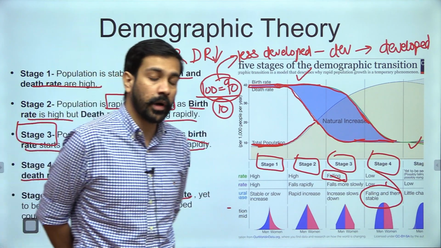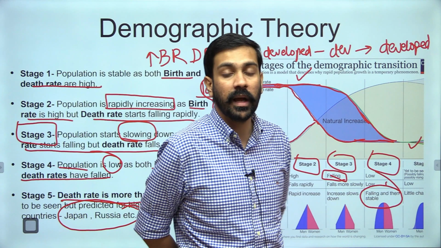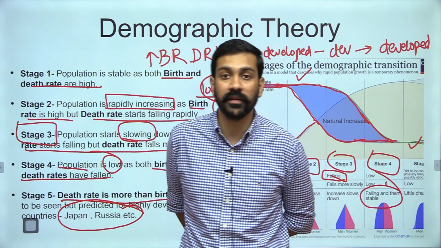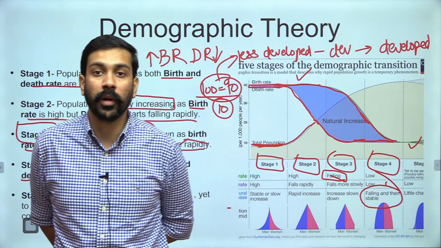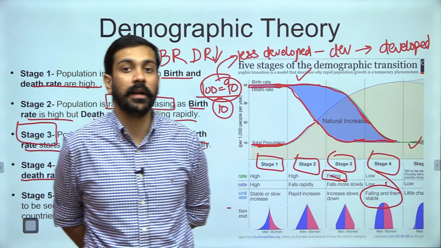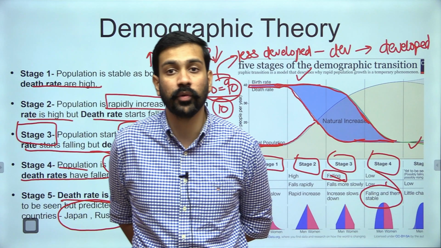In Japan, what we are seeing is that the elderly population is rising at a very fast rate. The working age population is decreasing because the fertility levels have reached a historic low.